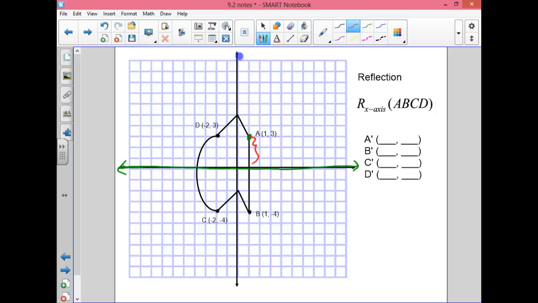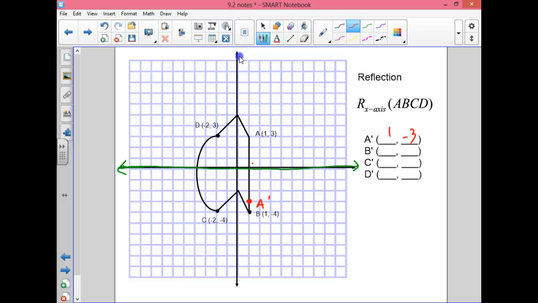So there's 3 units between the point A and the line of reflection, so I'm going to go 3 units the other direction. So there's A prime. So I'm going to report my point here as being 1, -3. There's A prime.